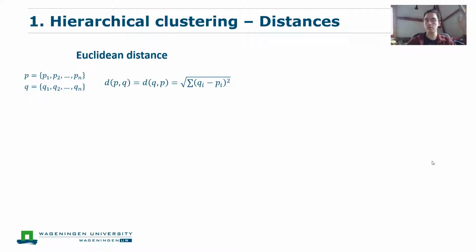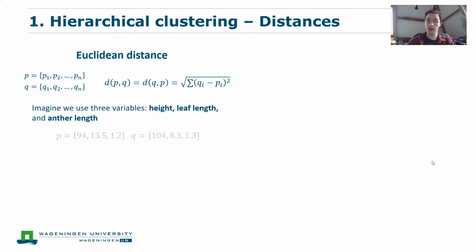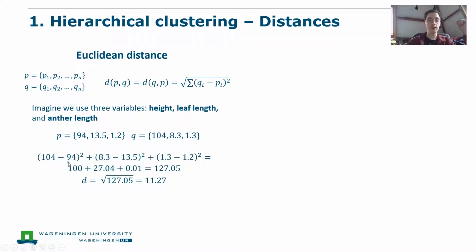So to put it into a bit more understandable example, we can imagine that we use 3 variables to define 2 plants: height, leaf length, and anther length. And we have for plant P and for plant Q the values of the different variables. Then we just take one minus the other squared plus one minus the other squared, and so on. We sum them, then we do the square root of this, and we obtain the distance.